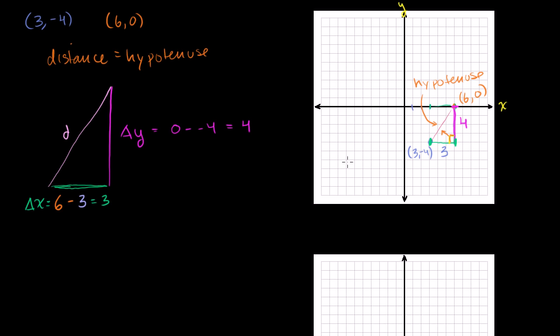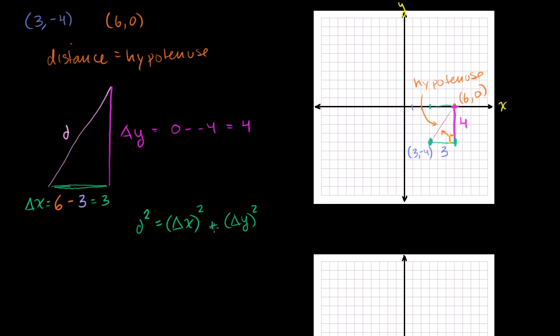And now we can do the Pythagorean theorem. This distance is the distance squared. Be careful. The distance squared is going to be equal to this delta x squared, the change in x squared, plus the change in y squared.